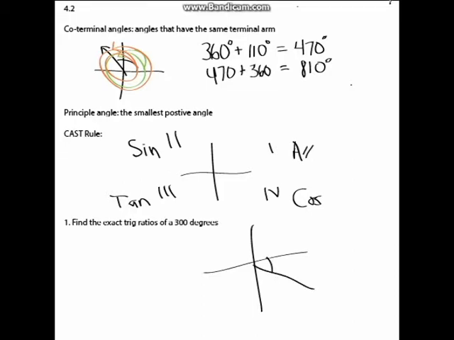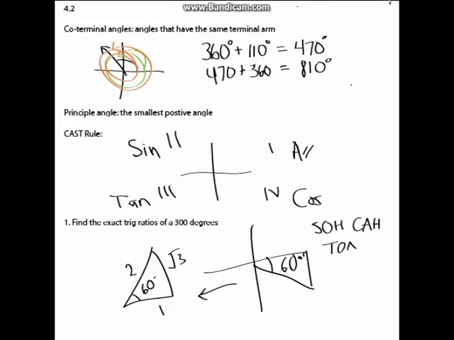The first question is asking you to find the exact trig ratios of a 300-degree angle. To draw a triangle, have a line connecting your terminal arm to the x-axis. In this question, we would have to use the reference angle to solve for the trig ratios. The reference angle is 60 degrees, one of the special triangles. Use SOHCAHTOA to find the ratios.